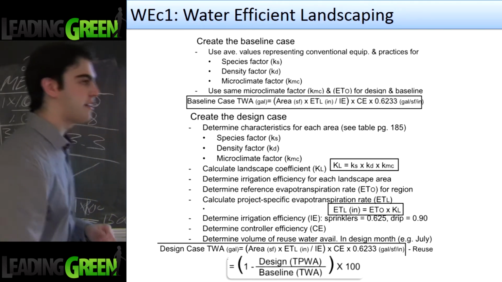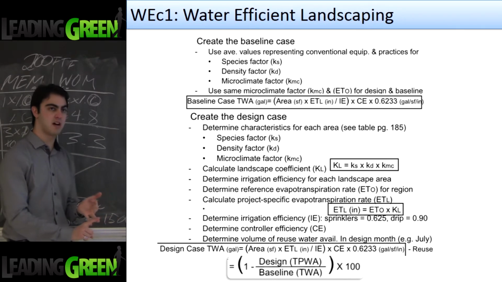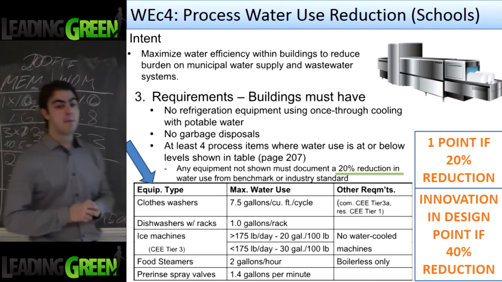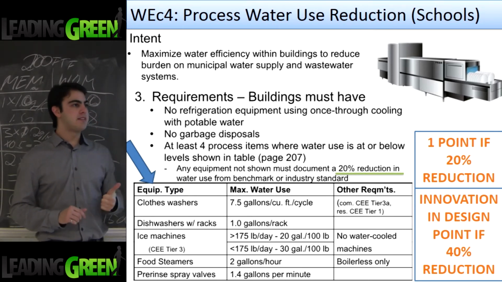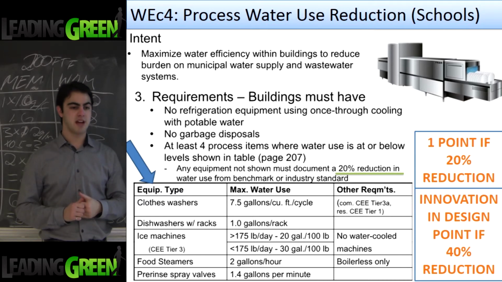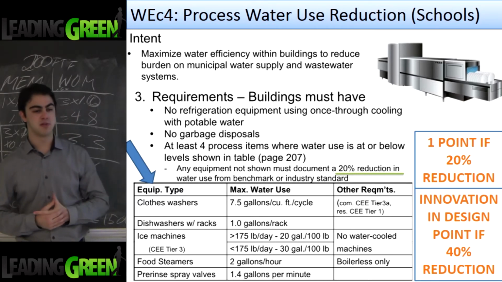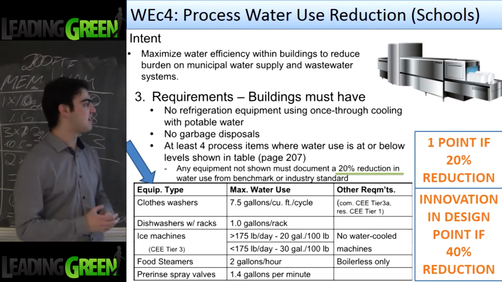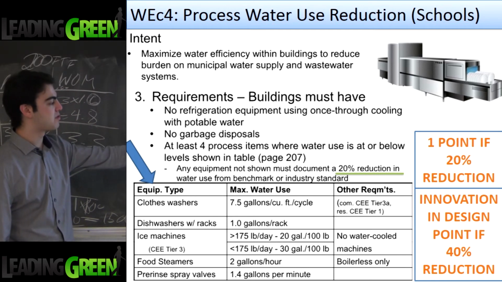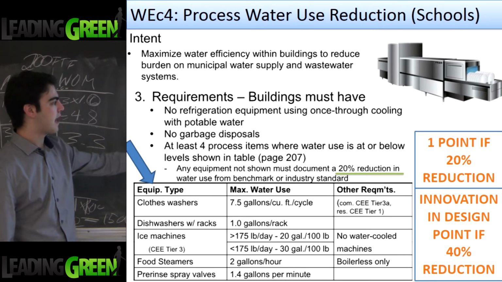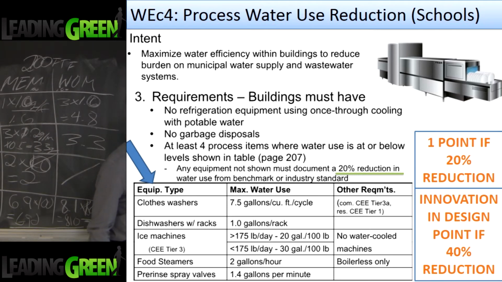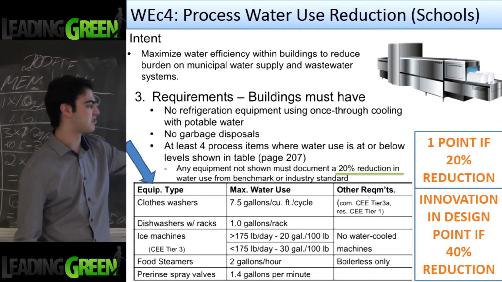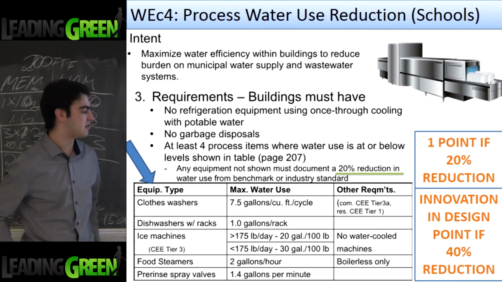So we've gone through 3 credits: landscaping, innovative wastewater technology, and water efficiency. This one is just for schools. Process water. 1 point if you reduce your process water by 20%. 2 points if you reduce it by 40%. The second point is an innovation and design exemplary performance. So these are the equipment that use process water in a school, and this is the baseline usage rate that we compare it to and want to beat by 20 or 40%. So from clothes washers to dishwashers, ice machines, food steamers, and pre-rinse spray valves.